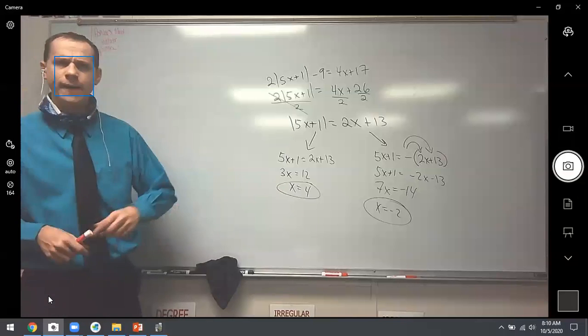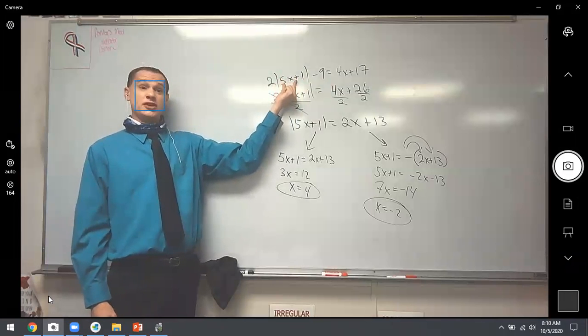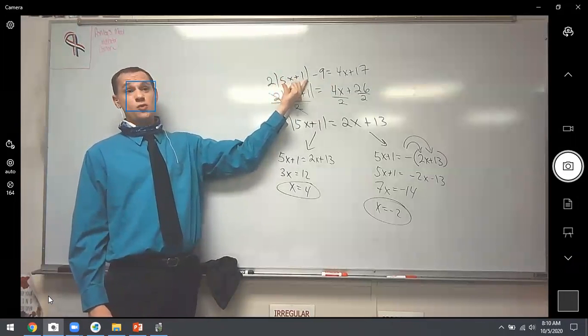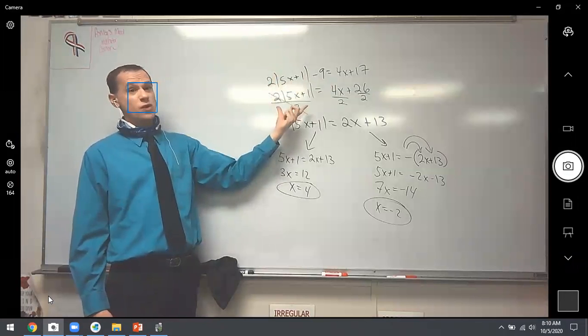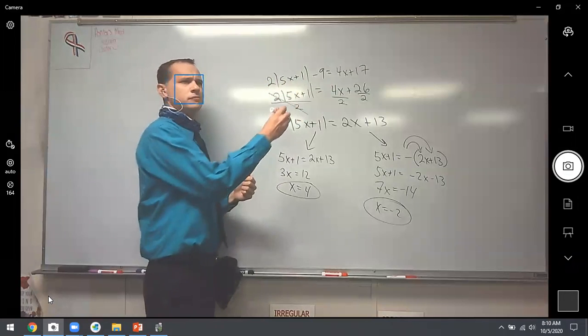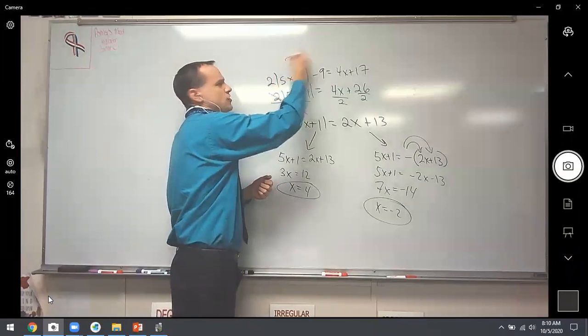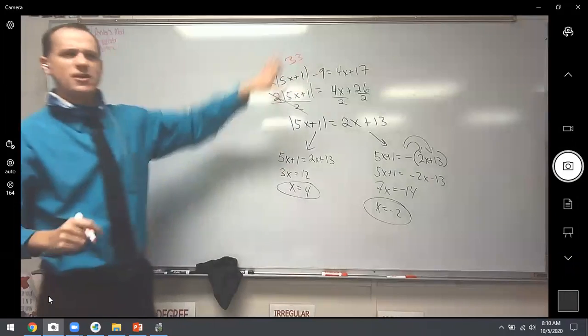Let's check 4. Okay? Plugging 4 into the original. 5 times 4 is 20, correct? 20 plus 1 is 21. The absolute value of 21 is 21. Times 2 would be 42. And 42 minus 9 is 33, correct? This side would be 33.